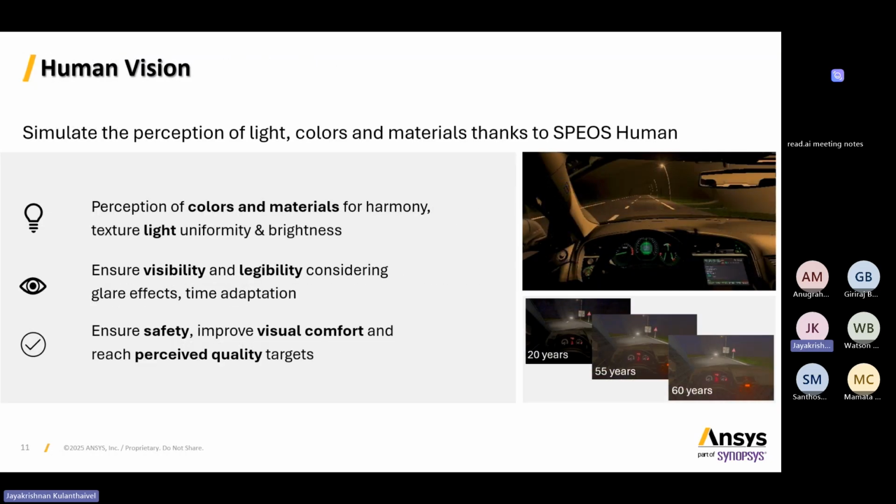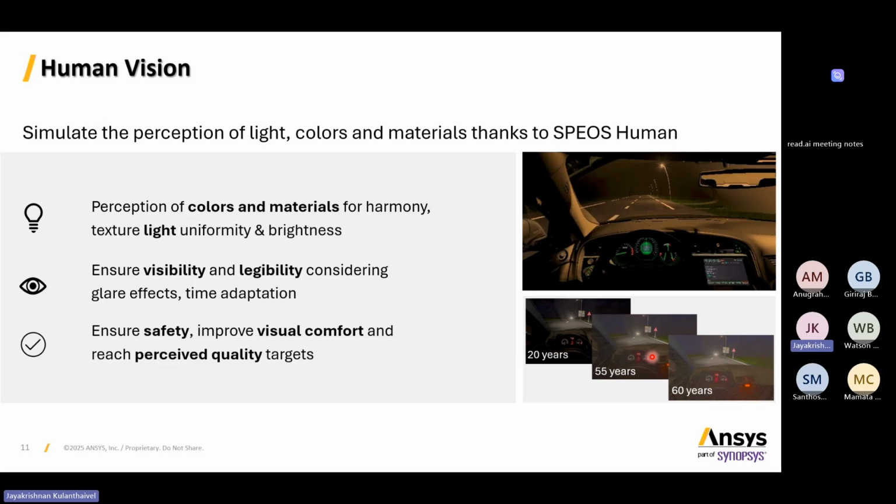On your right-hand side, you can see an image, which will allow you to understand what Speos's human vision means. It will simulate the perception of light, colors, and materials in your optical imaging system. So this is one simulation: let's say a human is seeing through a car window while driving at night. This is the actual simulation result. While applying human vision, what you can see is how a 20-year-old person visualizes this scene.